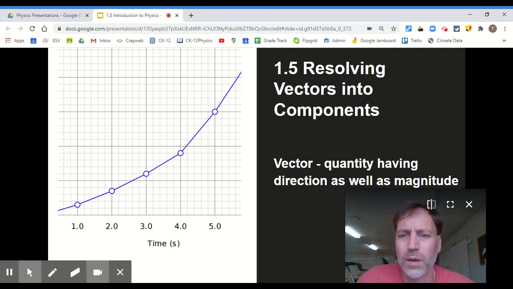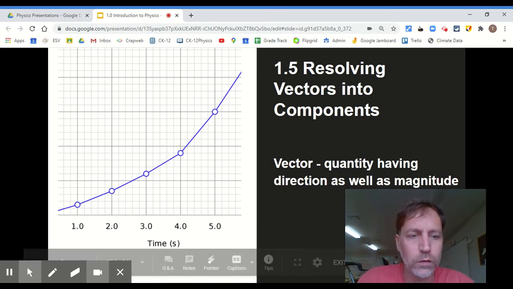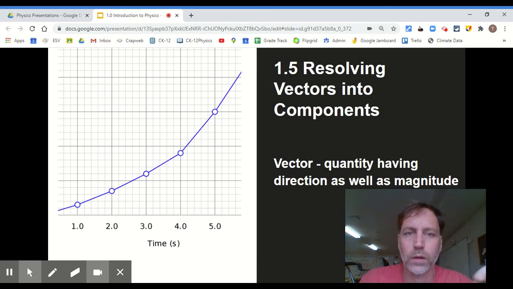We're going to do something that might feel a little new to you. It might feel a little bit overwhelming at first, but this is just a little bit of an introduction to things we'll do later in the class to get you used to dealing with what are called vectors. Now, vectors are quantities that have direction and magnitude.